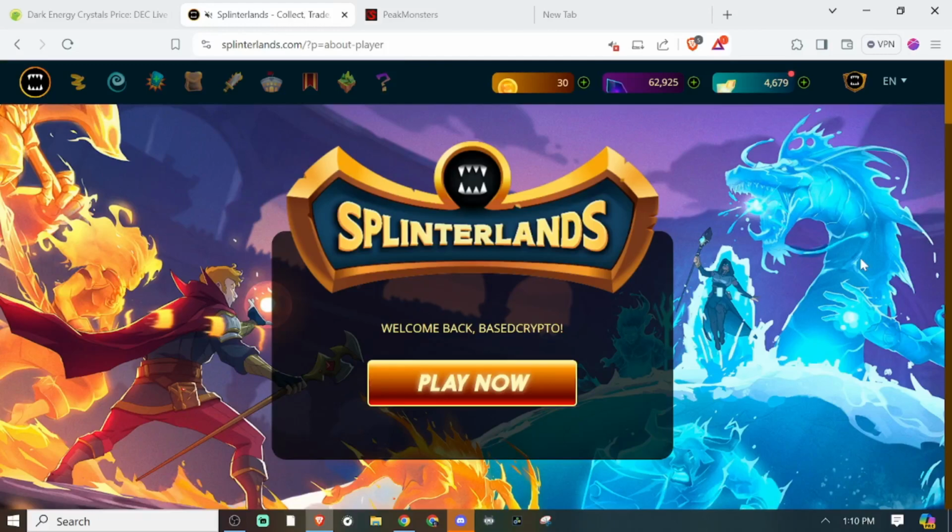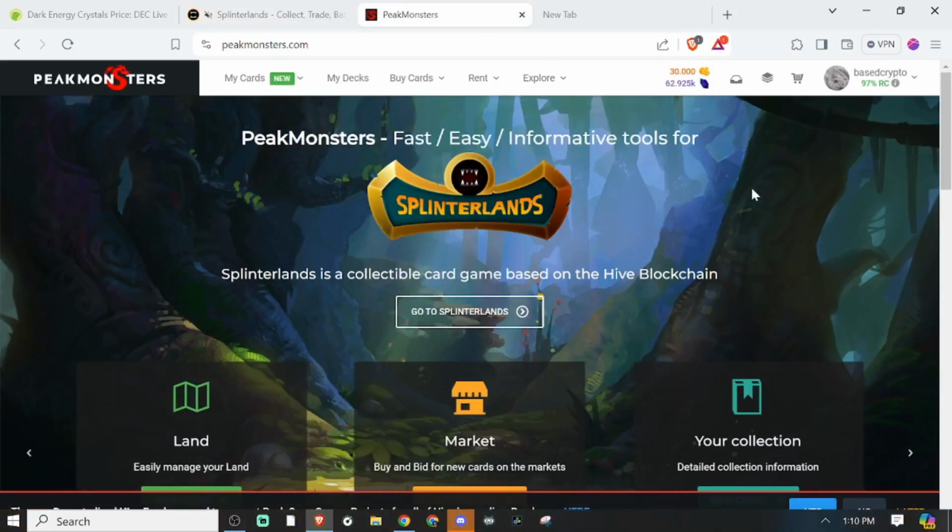Single Player Gamer here, bringing you 5 reasons why I love to use PeakMonsters.com alongside Splinterlands. This is Splinterlands, and this is PeakMonsters.com.